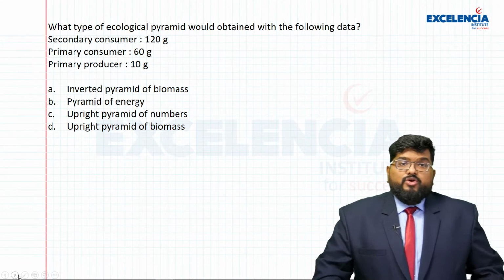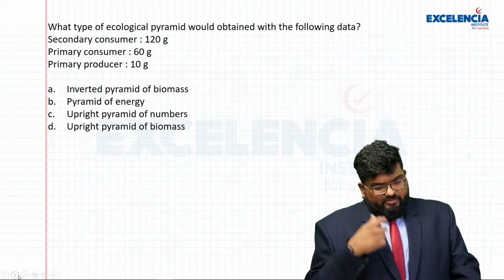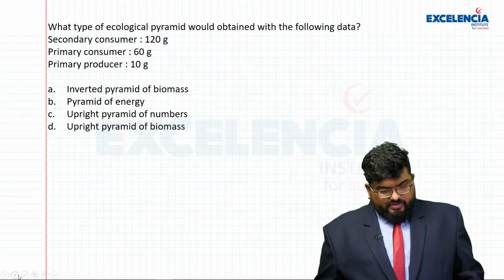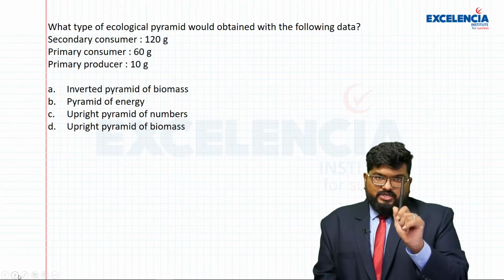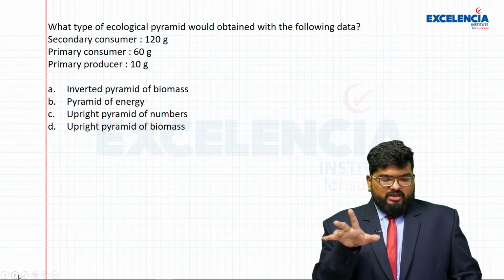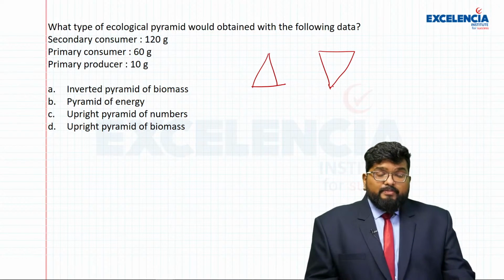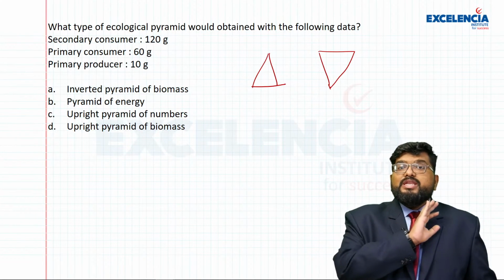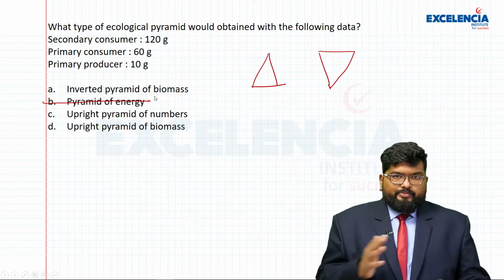This is from the ecology unit from your 12th grade. What type of ecological pyramid would be obtained with the following data? Secondary consumer, primary producer. One thing that you always need to remember is that the pyramid of energy can never be inverted. So this is an upright pyramid and this is an inverted pyramid. The pyramid of number and pyramid of biomass can be inverted, but the pyramid of energy will never be inverted. So pyramid of energy is gone out of it.